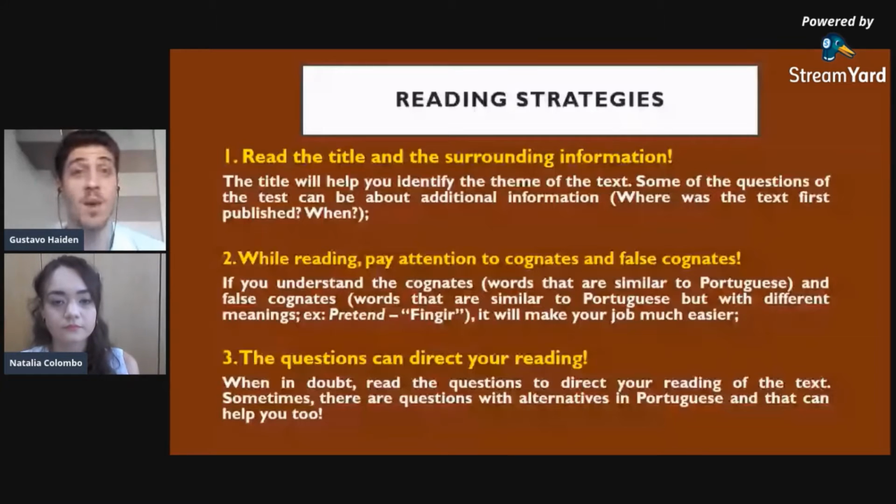Às vezes tem algum terminho que já está traduzido, que causaria um pouquinho de problema lá na leitura do texto, mas que, como você leu a pergunta antes, você já chega com mais segurança.